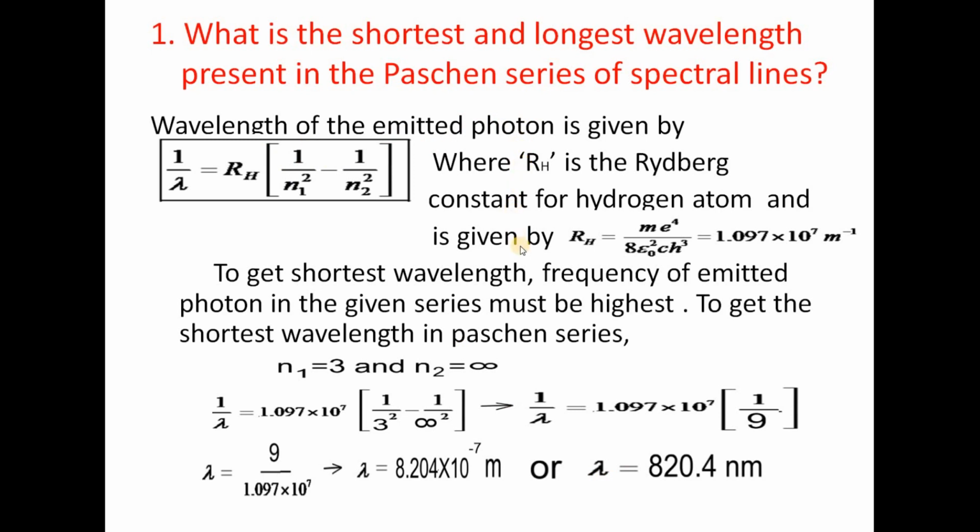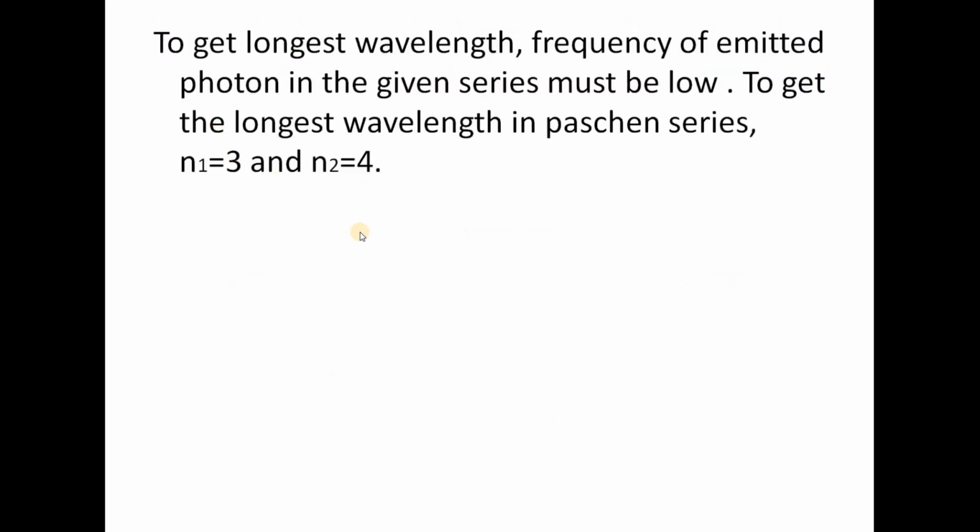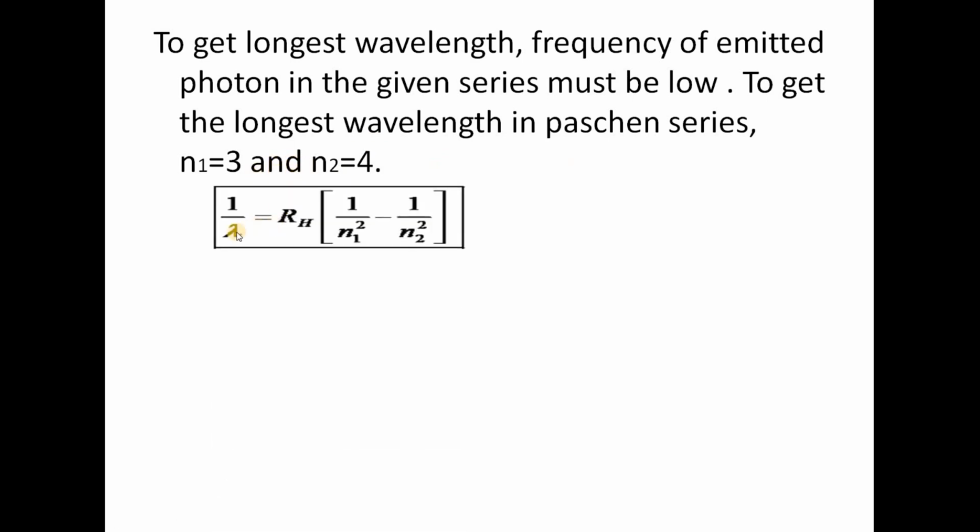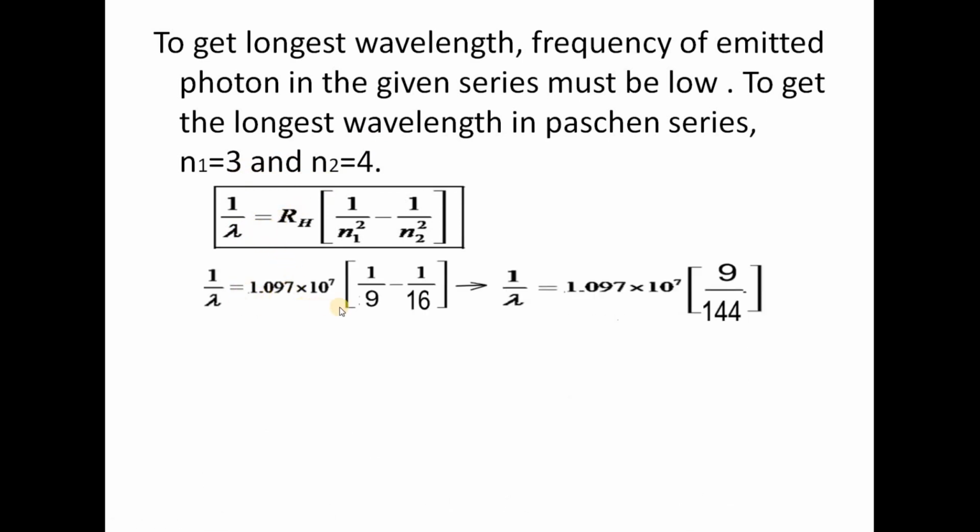For calculation of the longest wavelength present in Paschen series, N1 must be equal to 3 and N2 must be equal to 4. So transition has to take place from n equal to 4 to n equal to 3. That is what is shown here. To get the longest wavelength, the frequency of the emitted photon in the given series must be low. Now if you substitute N1 and N2 in this formula, we will get 1 by lambda equal to 1.097 into 10 power 7 into 1 by 9 minus 1 by 16.